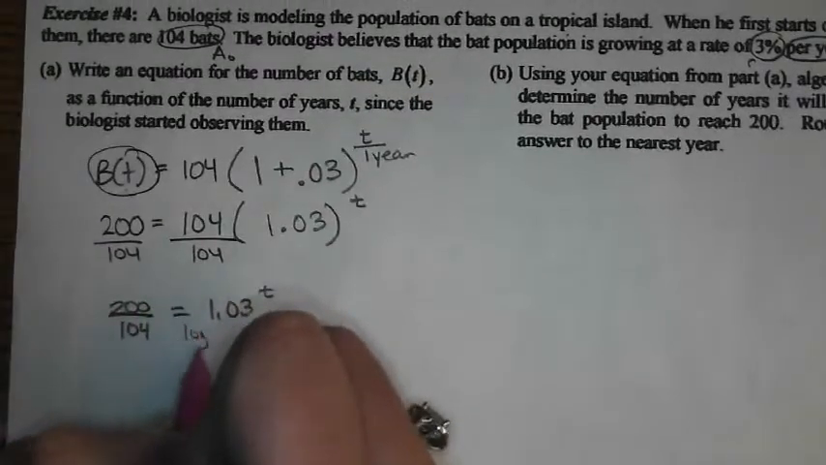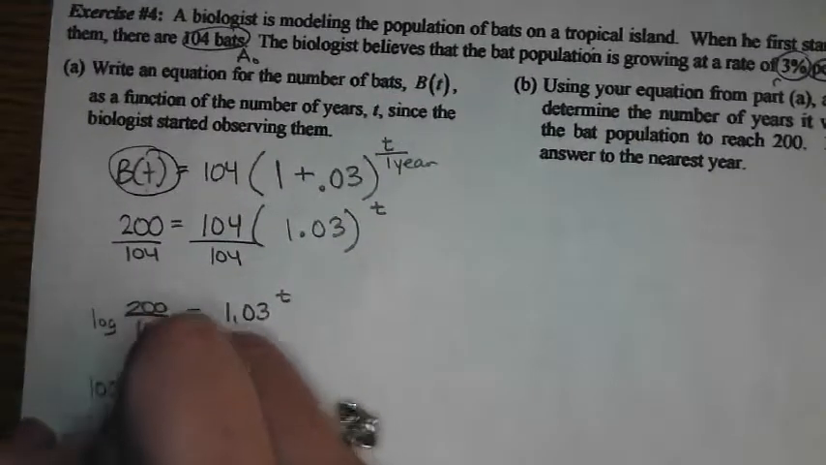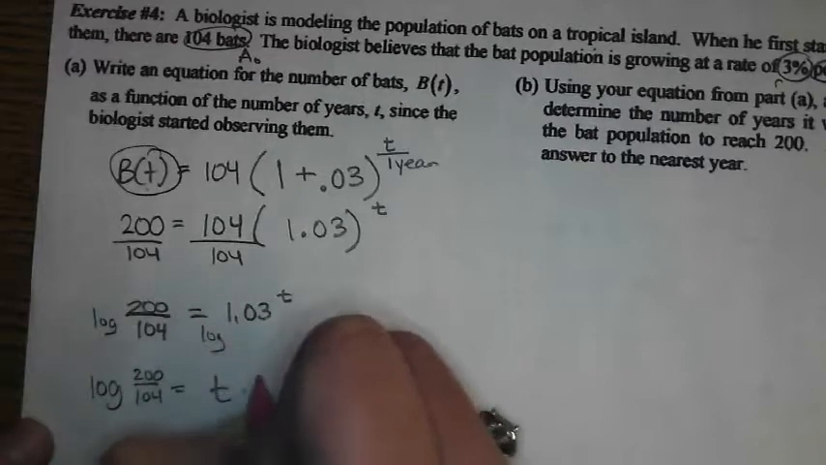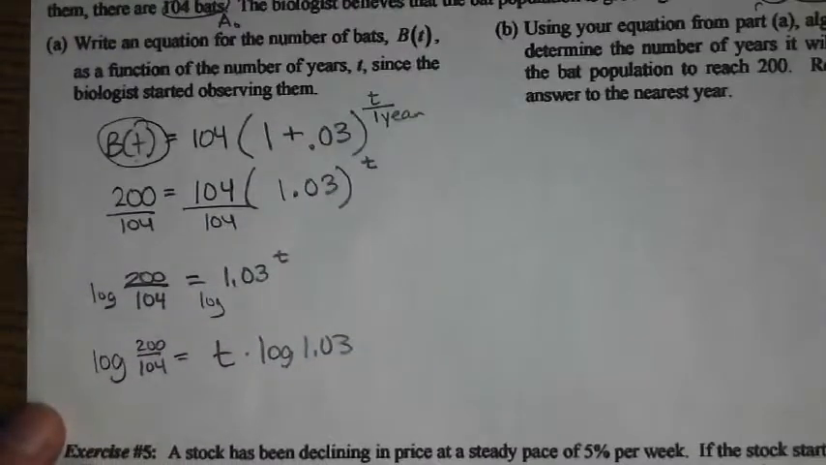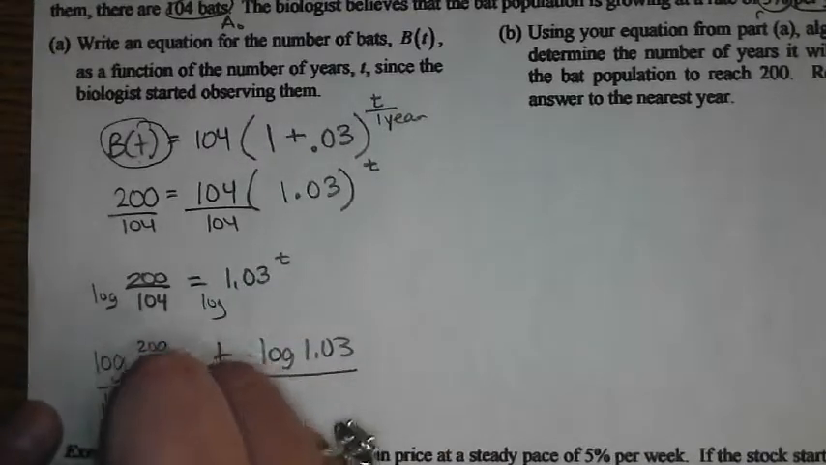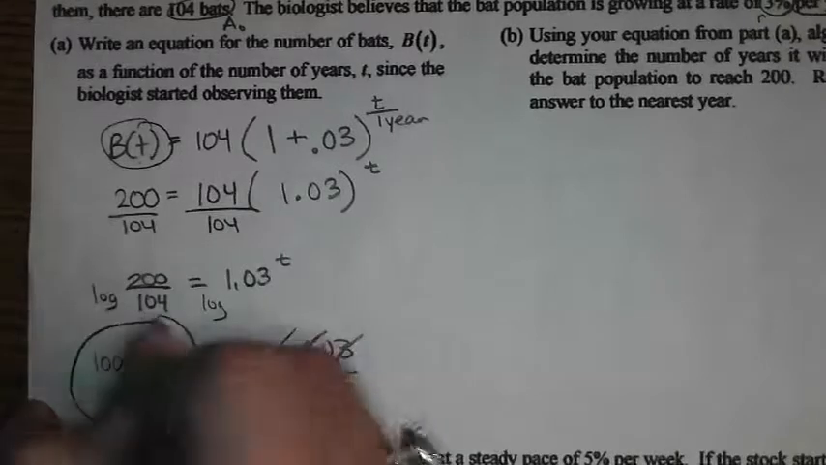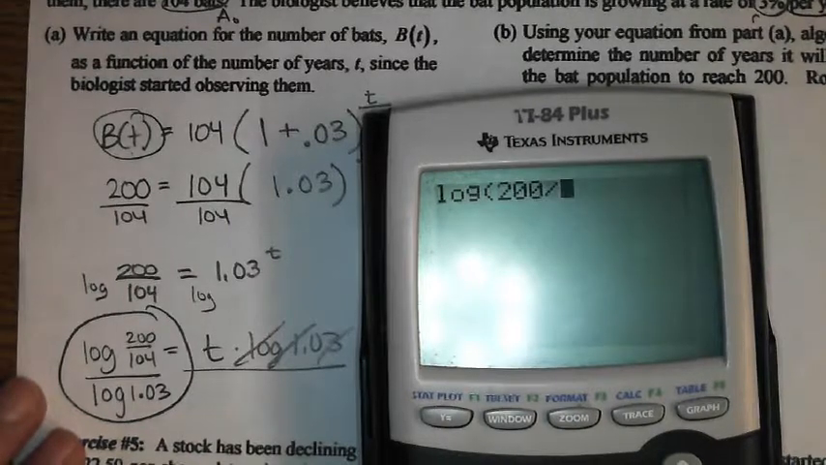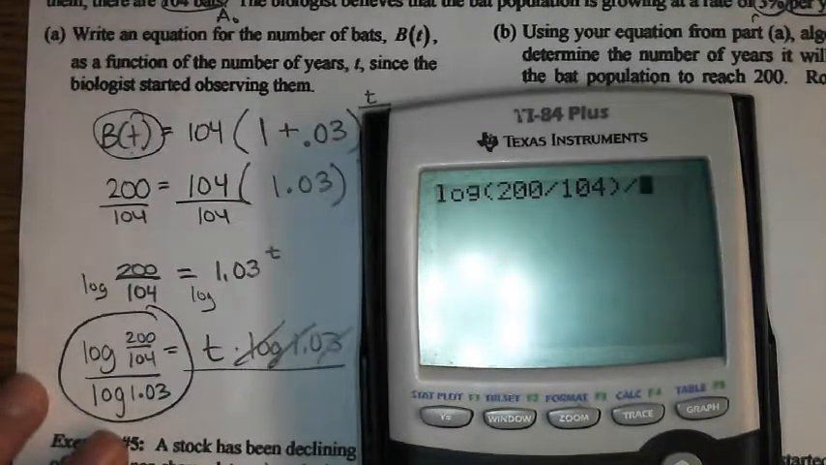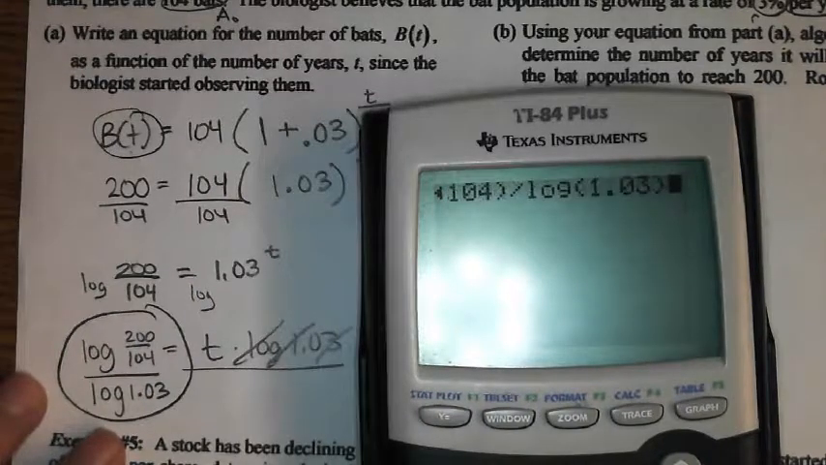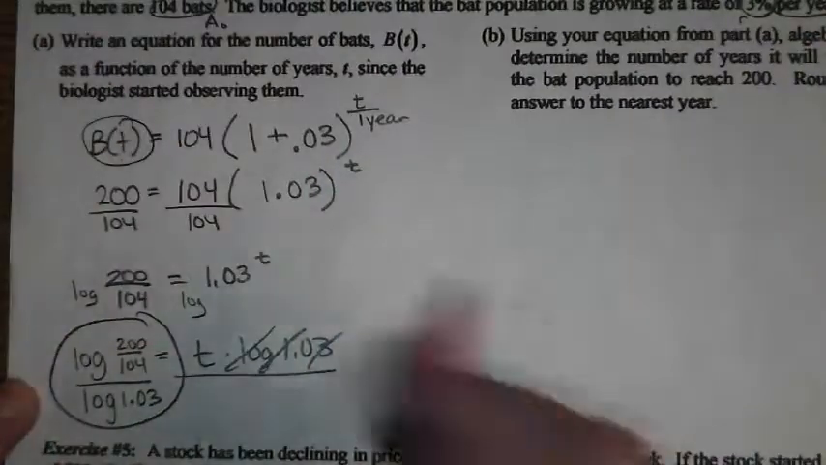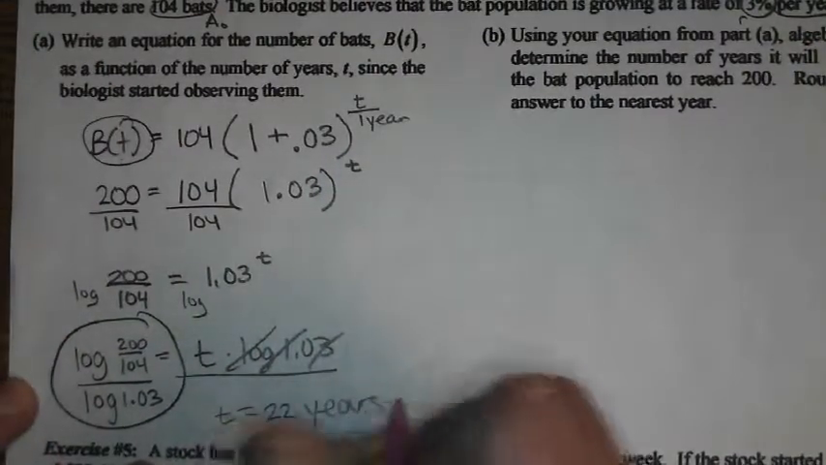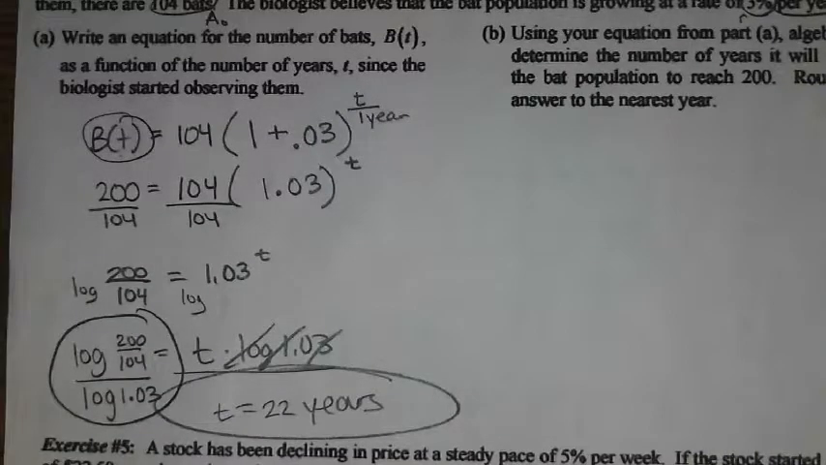Log both sides. Bring the T out in front. So log of 200 over 104 equals T times the log of 1.03. Divide by the log of 1.03. So T equals that. Anyone do it? Log of 200 over 104 divided by the log of 1.03 to the nearest year, 22 years. It will take 22 years for that to happen. Just reading the word problem, plugging in the numbers where they go, solving. Okay? Have a great break.